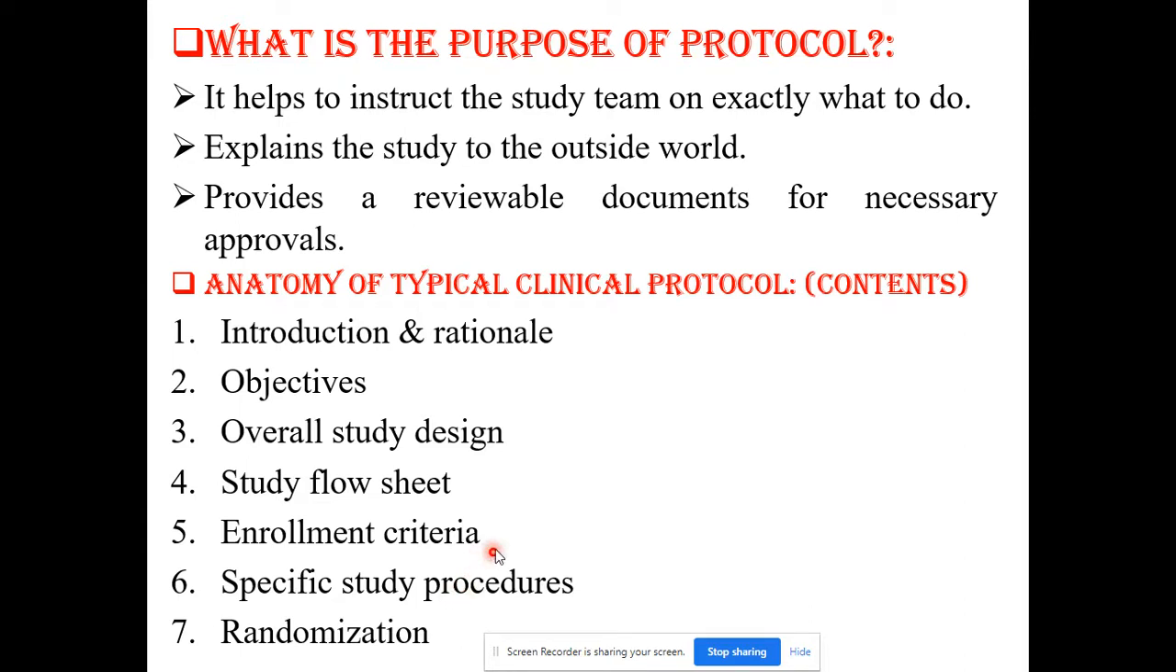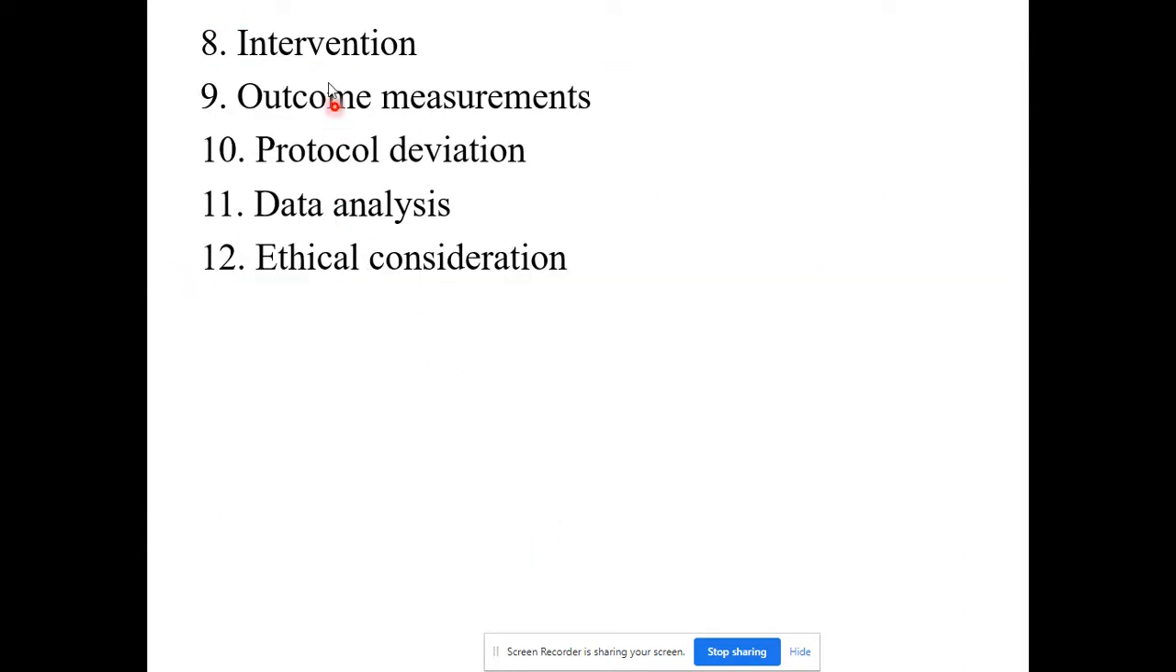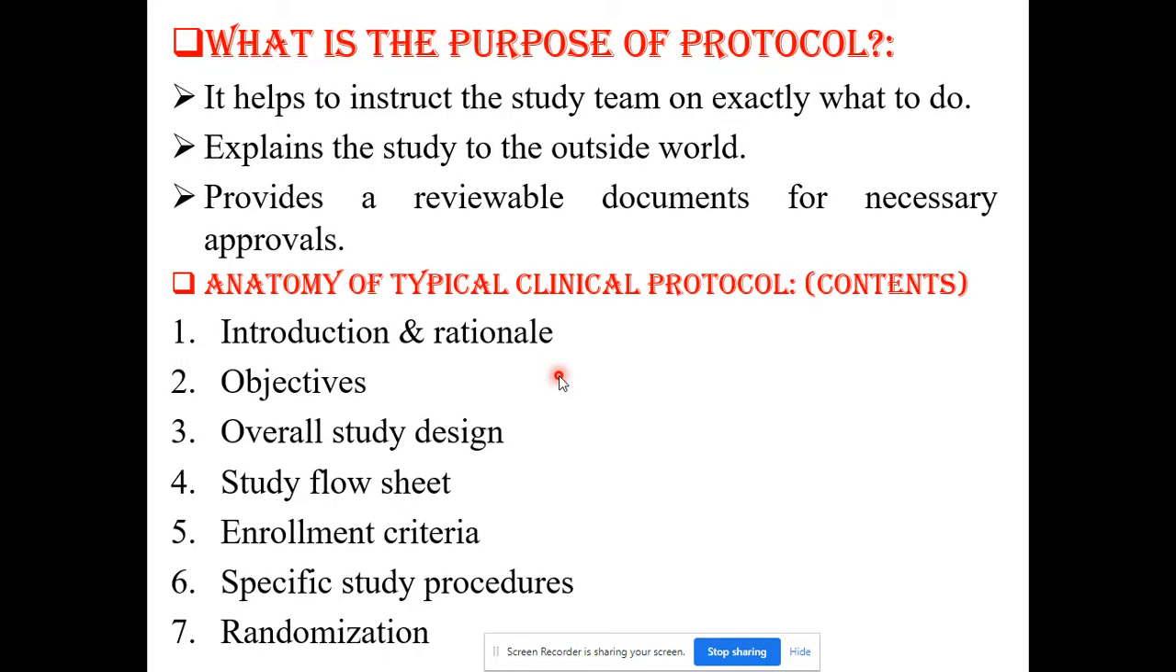Next to that, it explains the intervention. It gives an idea about the outcome measurements. The 10th one, protocol deviation. The 11th one, data analysis. And the 12th one, the ethical consideration. So student, these are the 12 headings, or I can say these are the 12 different types of contents which are present in the clinical protocol, or in the document of a typical clinical protocol.